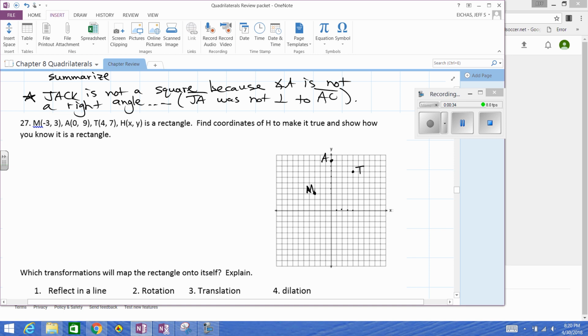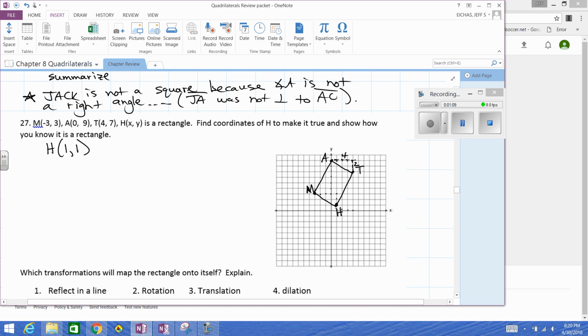So what we're looking at here is, if it's a rectangle, it's got to be a parallelogram. So we'll just use that. The slope of A to T is going to be a right 1, 2, 3, 4, down 2. So from M, if I do the same thing, right 4, down 2, we're going to land on the only possible spot for H. If it really is a rectangle, H has to land at 1, 1. Okay.